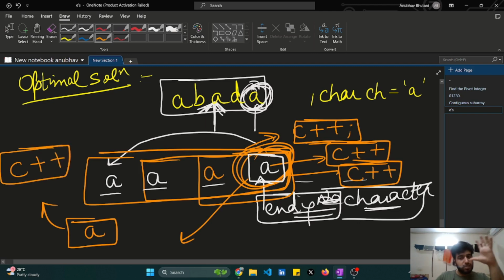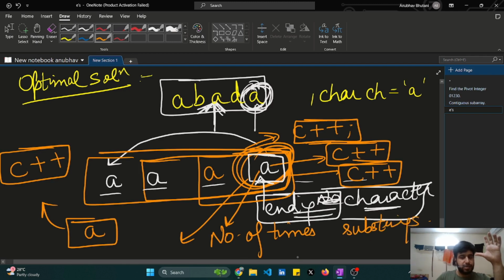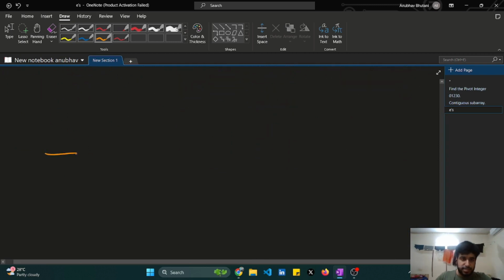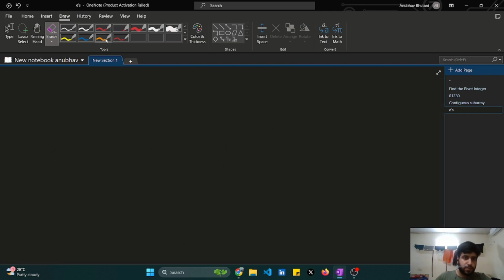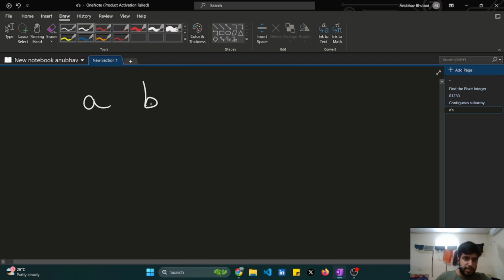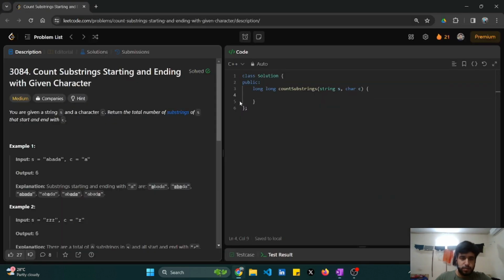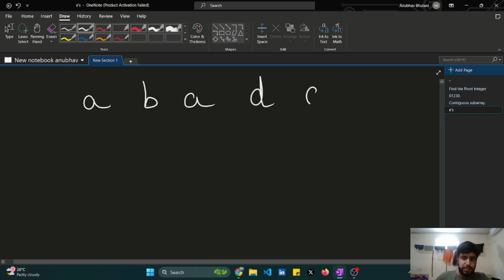Okay, so the number of times substrings starting and ending with A appear here is basically the number of times A has appeared till now, the number of times that character has appeared till now. Basically, if I just consider this test case, I'll just consider the example that is given: a b a d a d and a.